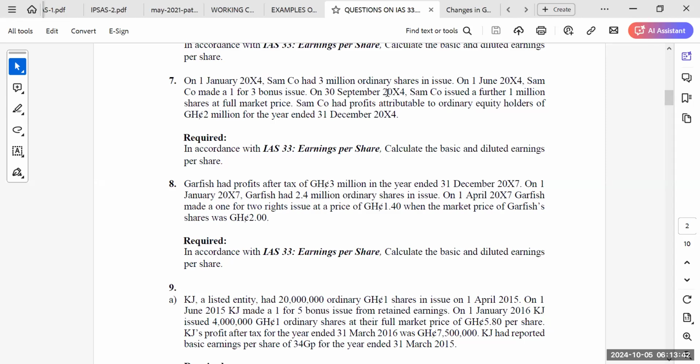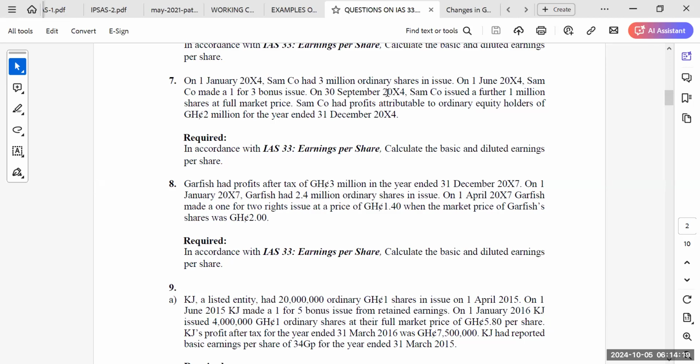Question 8. Garfish had profits after tax of 3 million in the year ended 31st December 2017. On the 1st of January 2017, Garfish had 2.4 million ordinary shares in issue. On 1st April 2017, Garfish made a 1-for-2 rights issue at a price of 1.4 cedis, when the market price of Garfish share was 2 cedis. Required, in accordance with IAS 33 earnings per share, calculate the basic and diluted earnings per share.